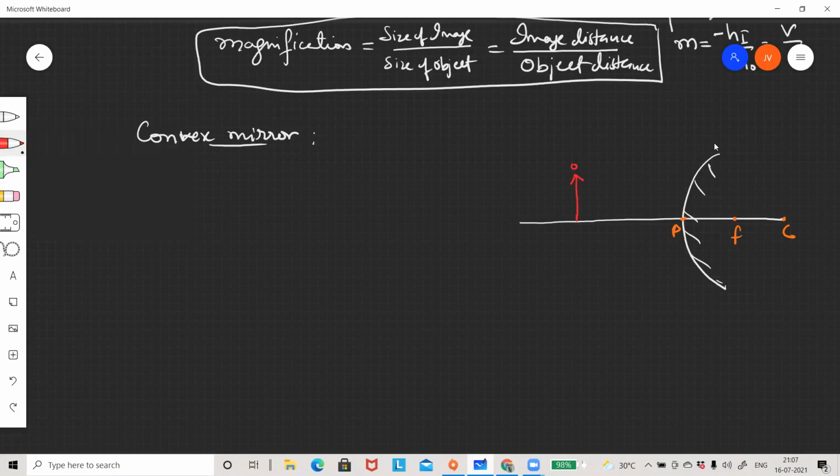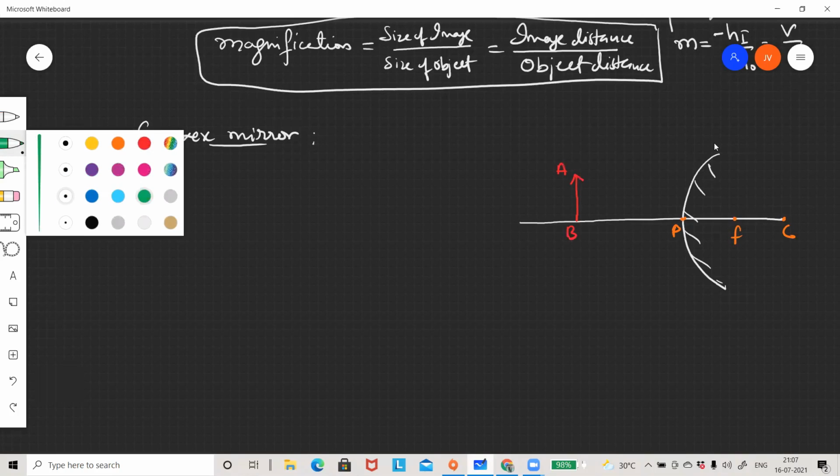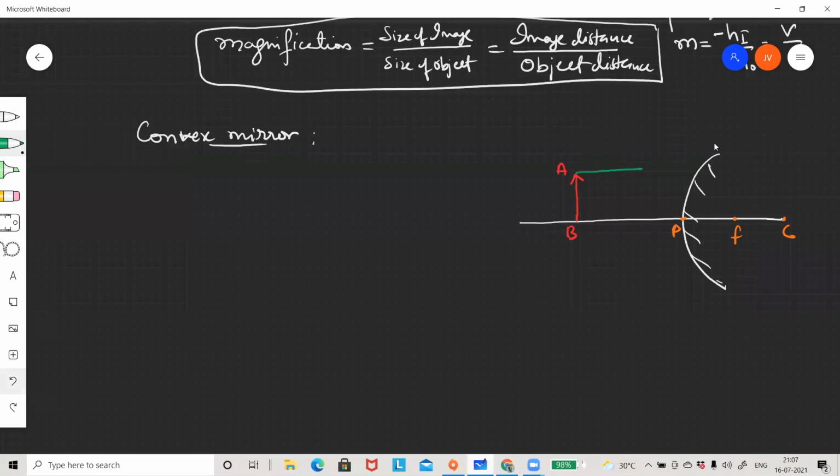And okay, the object is not O this time. The object is AB. Then we will have a ray of light from the object incident on the mirror parallel to the principal axis. After reflection, it appears to diverge from a point on the principal axis that is called the principal focus. So this is the divergent ray. But we want one more also, no? But first, let us finish off the ray diagram.